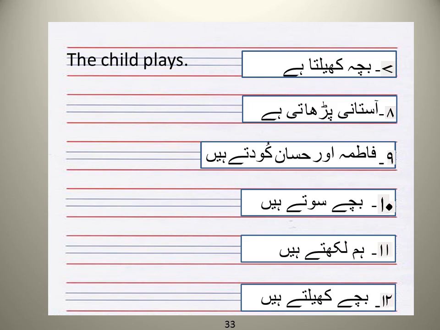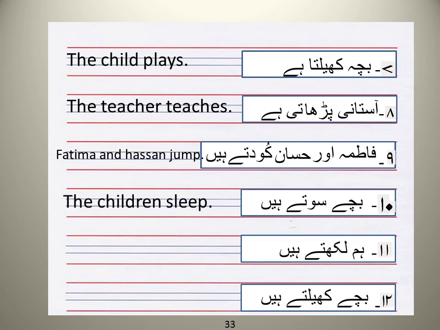उस्तानी पढ़ाती है, the teacher teaches, full stop. फातिमा और हसान कूदते हैं, Fatima and Hassan jump, full stop, because they are two children, Fatima and Hassan. So have you noticed that I haven't added any S or ES with the verb? Number 10, बच्चे सोते हैं, the children sleep. Again, the noun is plural, so the verb will be in its original form.